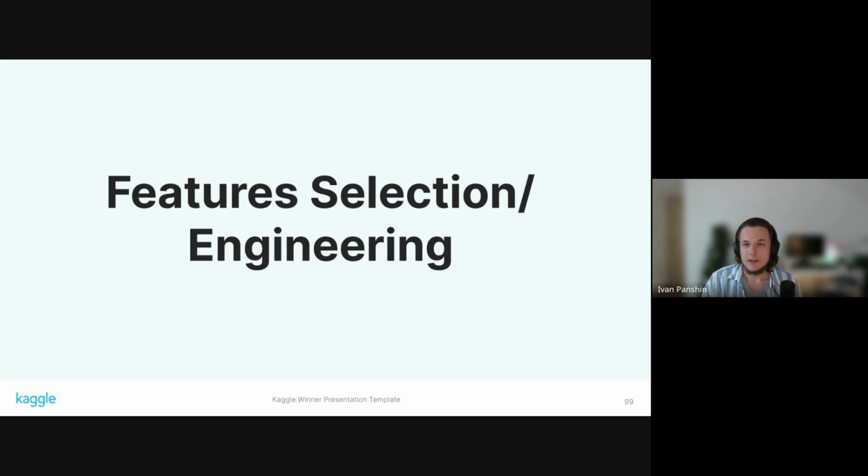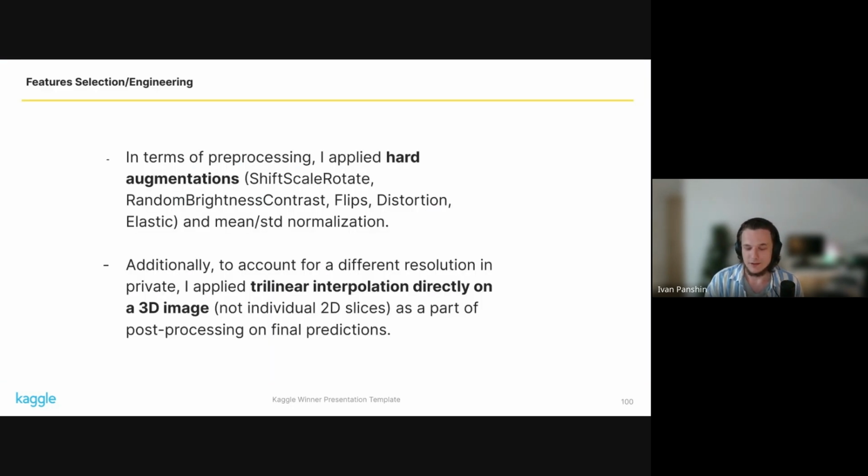Now, feature selection engineering. This is essentially all about preprocessing. In terms of preprocessing, I applied a lot of hard augmentations. I have shift, scale, rotate, random brightness, contrast. I have all the different flips, distortions, elastic transforms, and all of these things were used with fairly intense probabilities because, again, we don't really have a lot of data, so I decided to go all in. And also I used mean STD normalization simply because it worked.